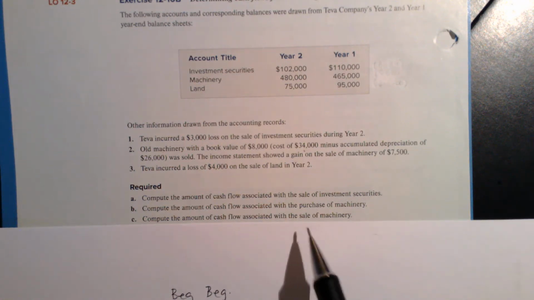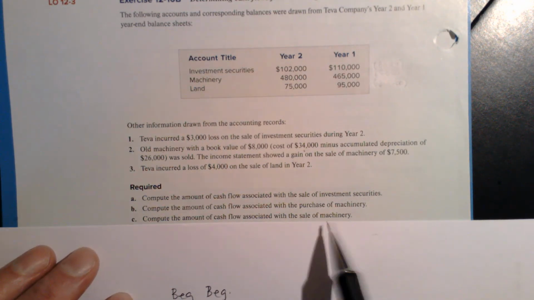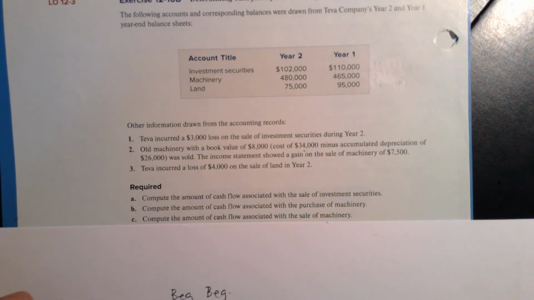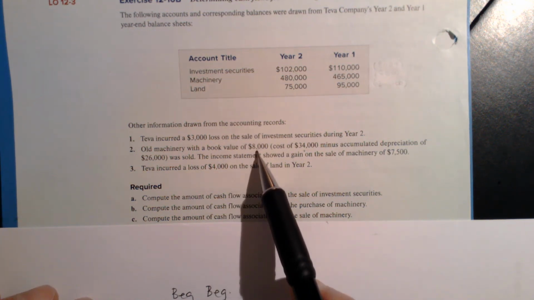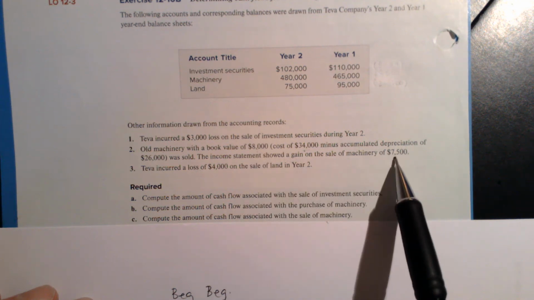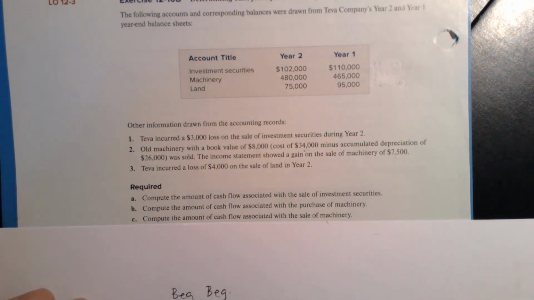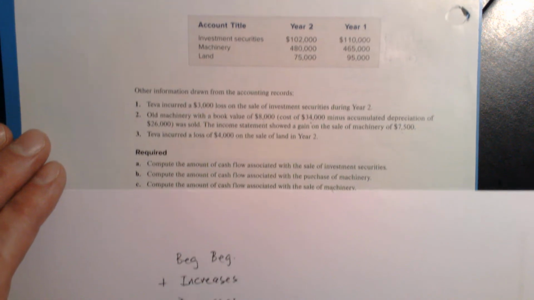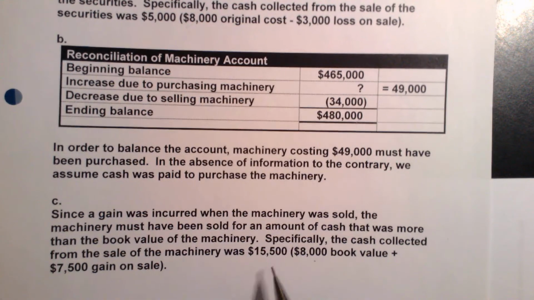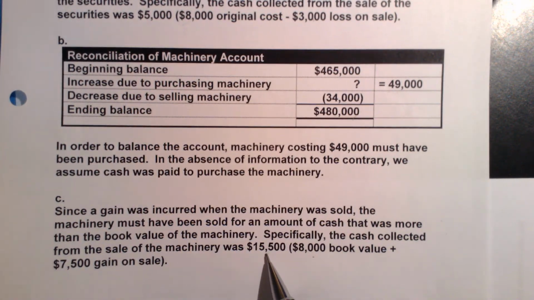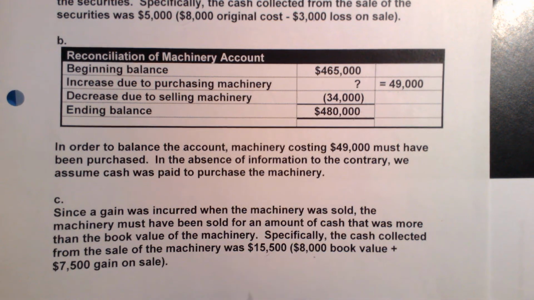Okay, the next one is the cash flow associated with the sale of machinery. So in this case here, I want to recognize that I had a book value of 8,000 and I had a gain on the sale of the machinery of 7,500. So if I take something that has a net book value of 8,000, and I have a gain of 7,500, then in that case I must have received 15,500 from that.